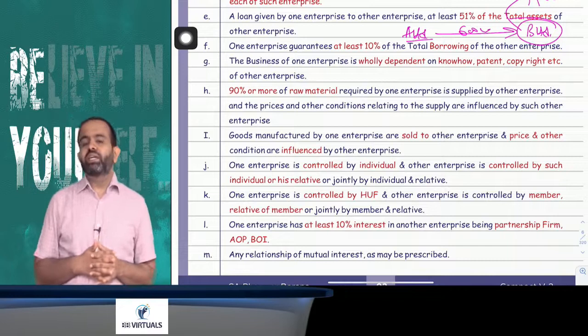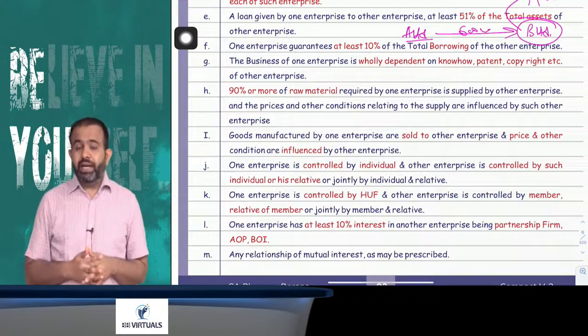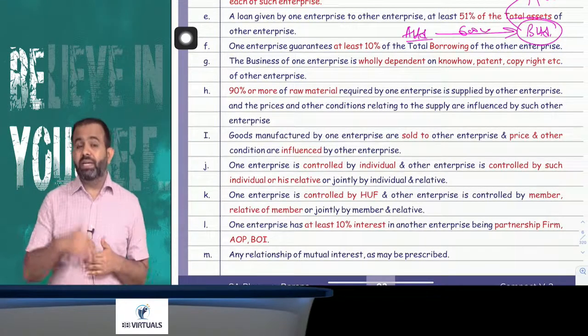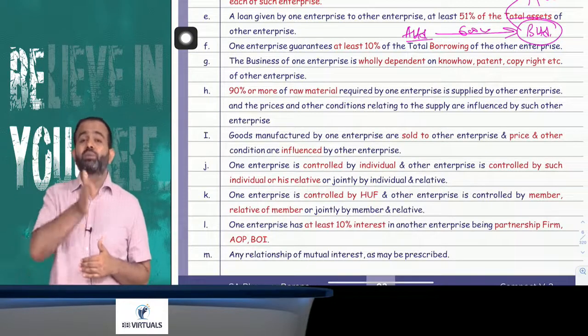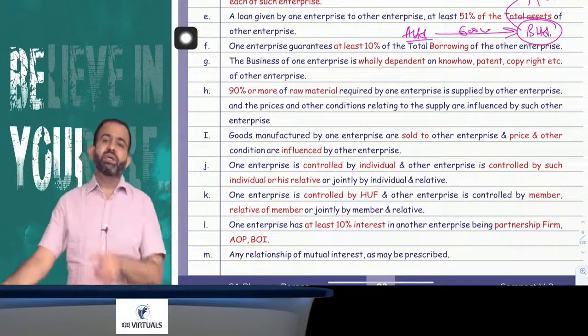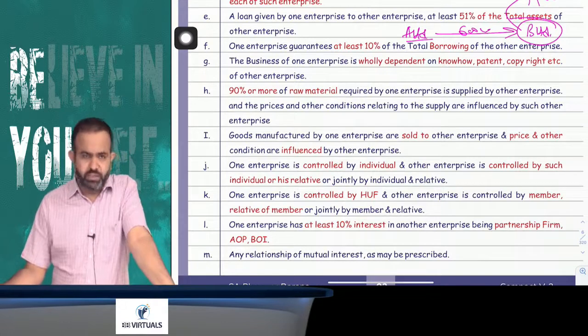One more point, suppose one enterprise is controlled by the HUF and the other enterprise is controlled by a member or relative of such member of the HUF. In that case, both enterprises will be treated as associate enterprises. You got my point or not?